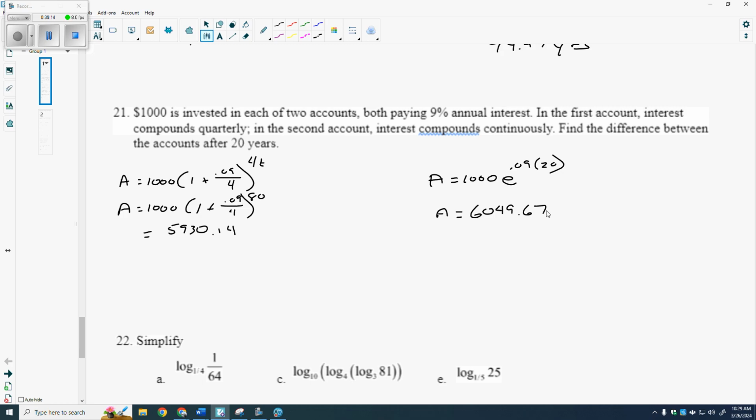$6,049.67. And the question asks me to find the difference. I subtract them, and the difference is $119.50.